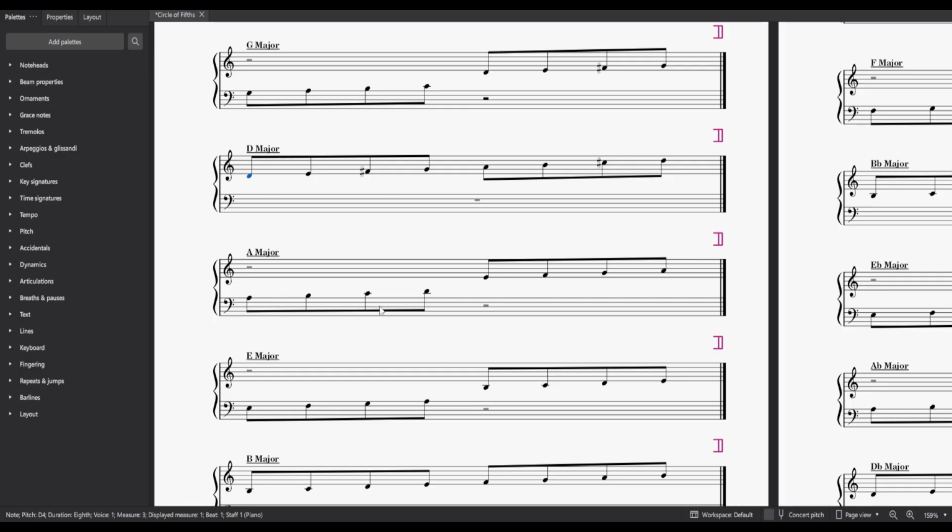So let's see if we can carry that idea into our A major scale. We want to keep the F sharp, we want to keep the C sharp, and we want to add a G sharp on the seventh tone.